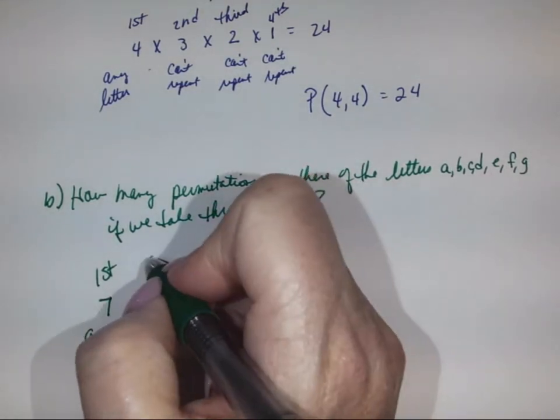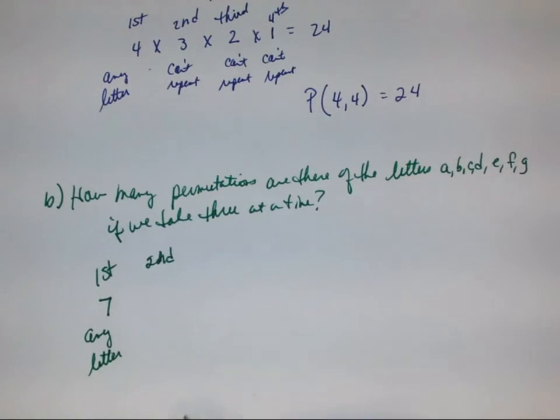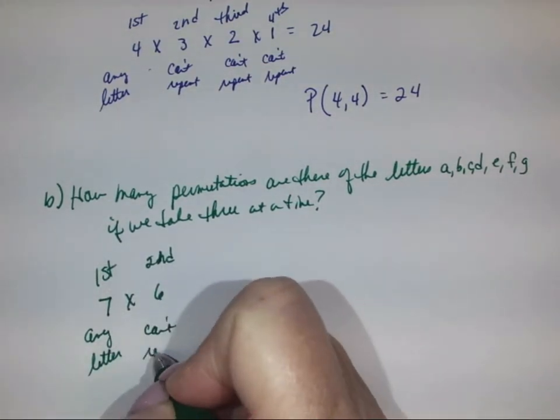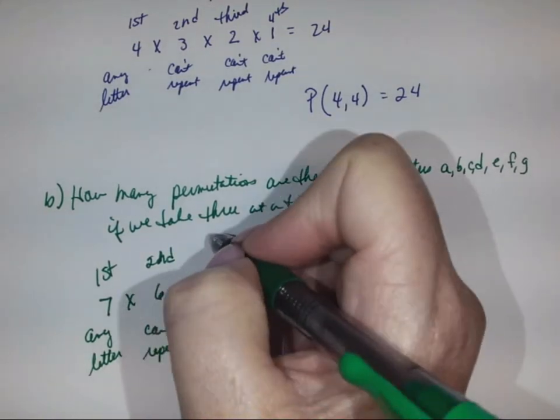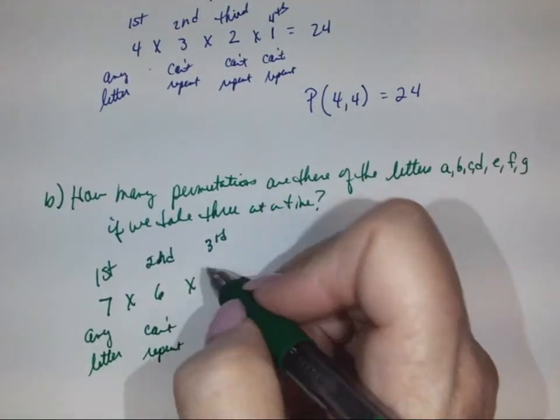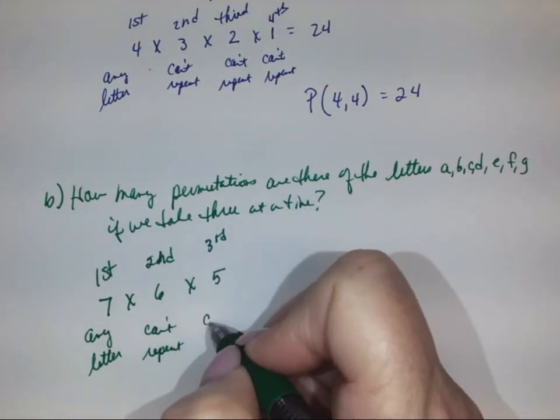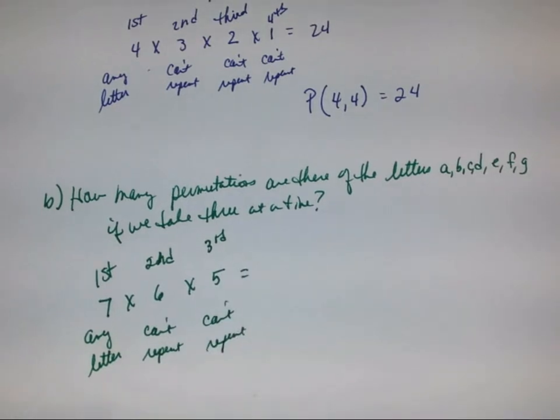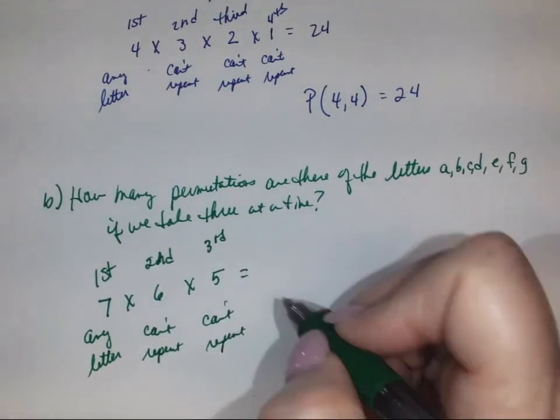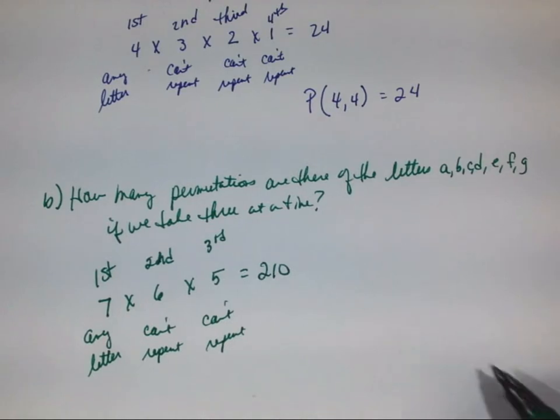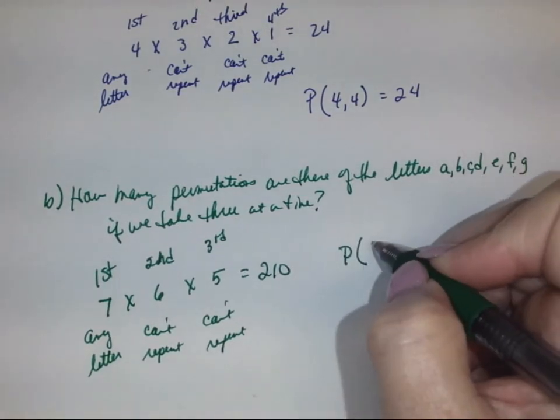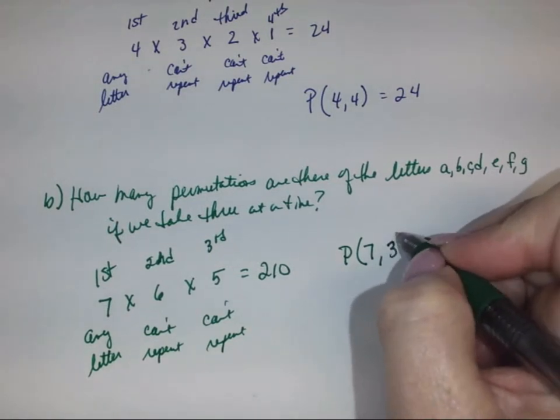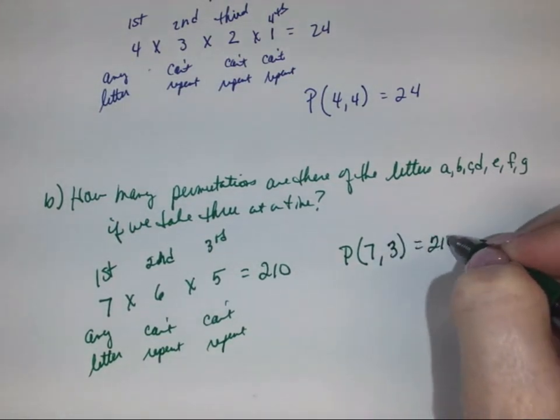For the second, we would have 6 because we can't repeat. So we have to take away that one. And then for the third, we are going to have 5 because again we can't repeat. And if we multiply 7 times 6 times 5, we end up with 210. So the permutations of 7 objects to choose from, taking 3 objects at a time, we're going to get 210.